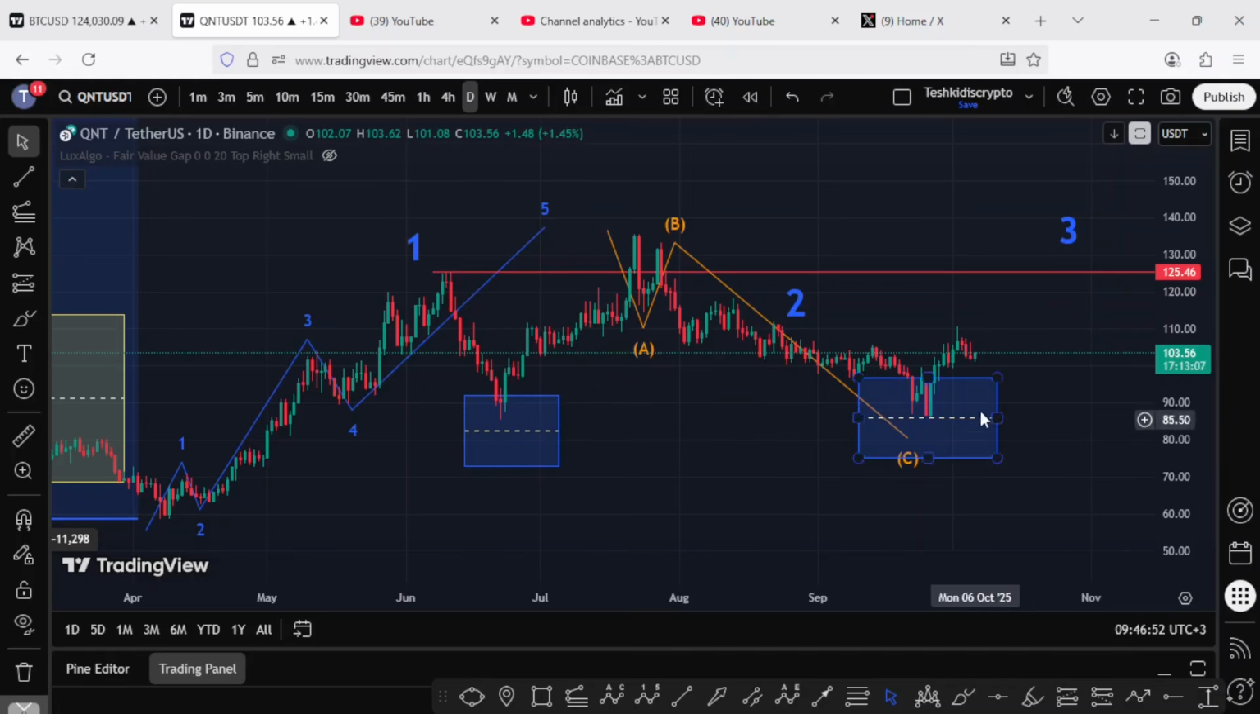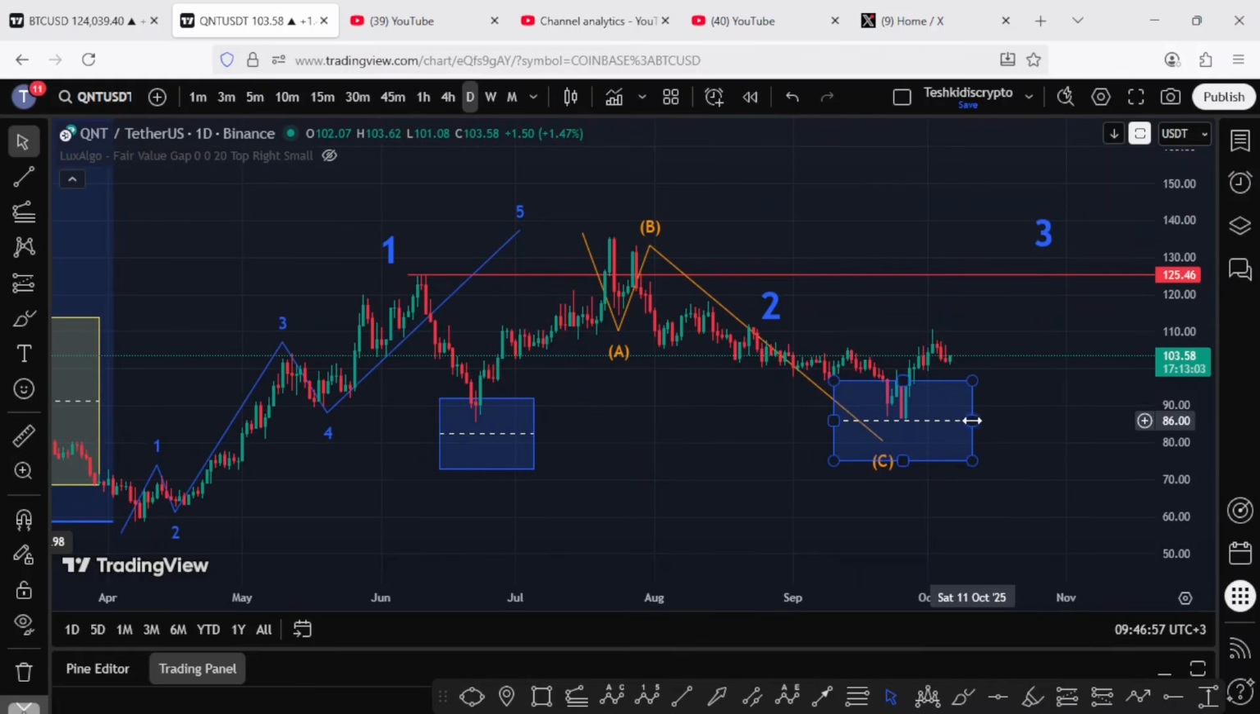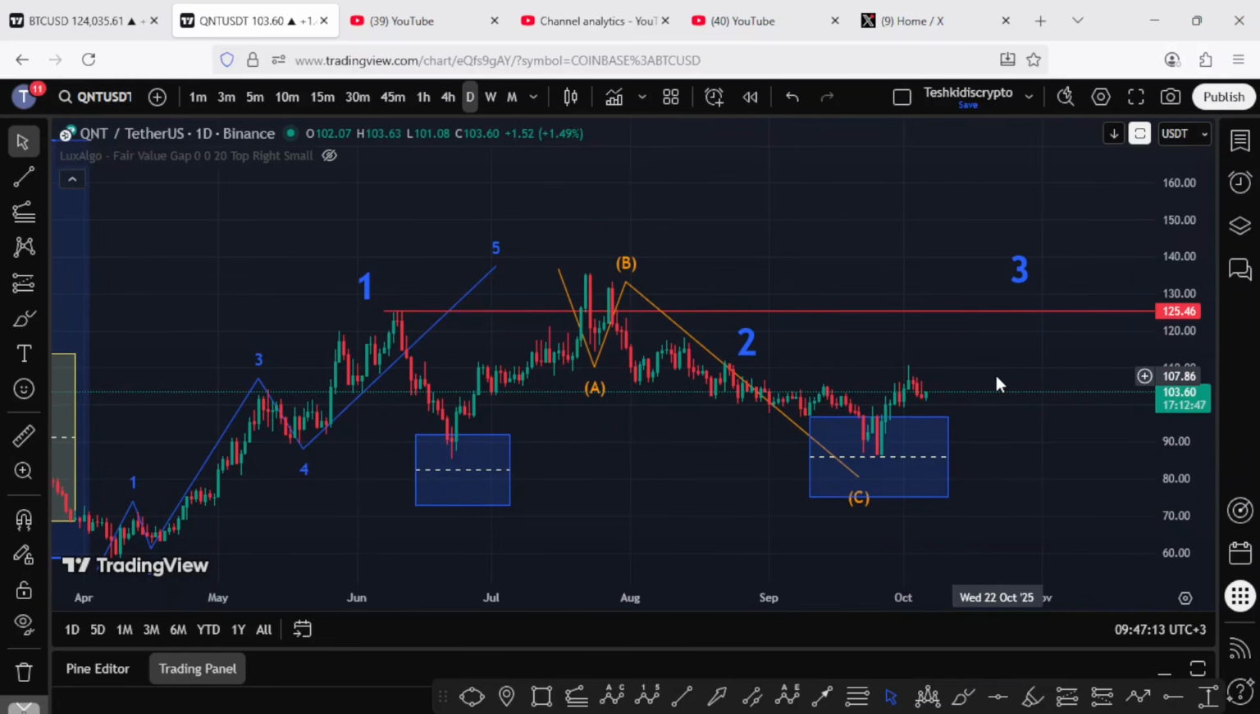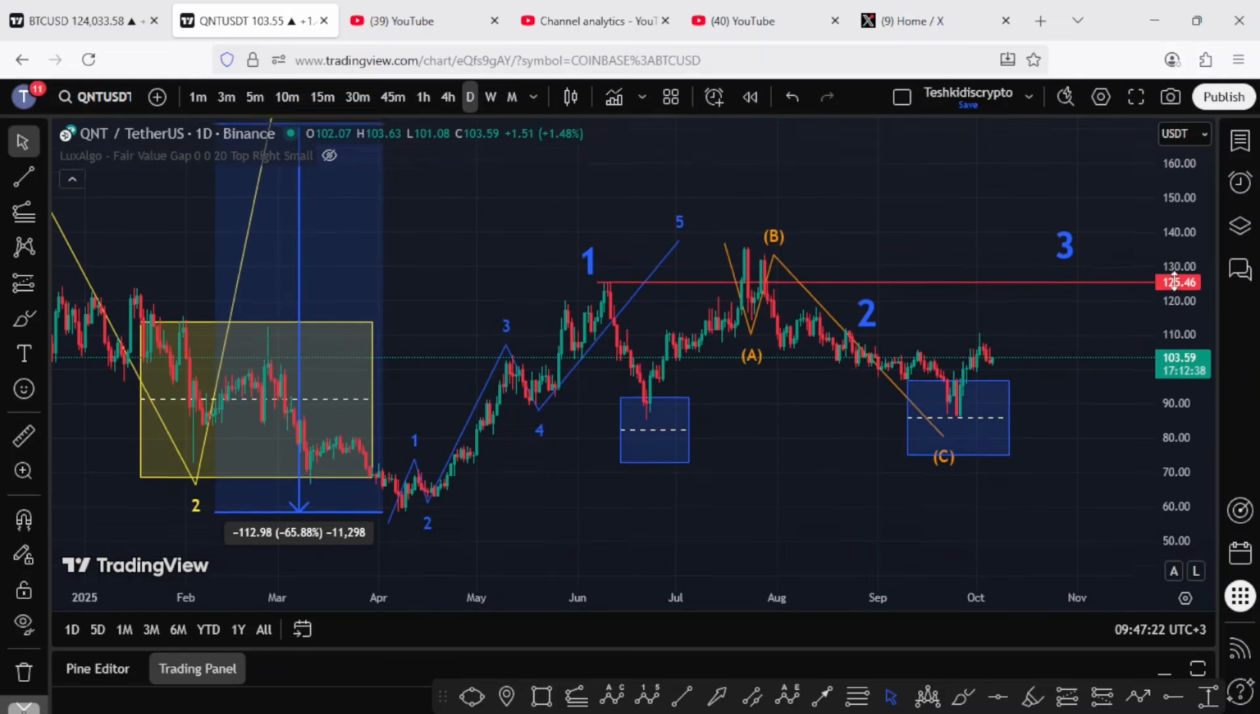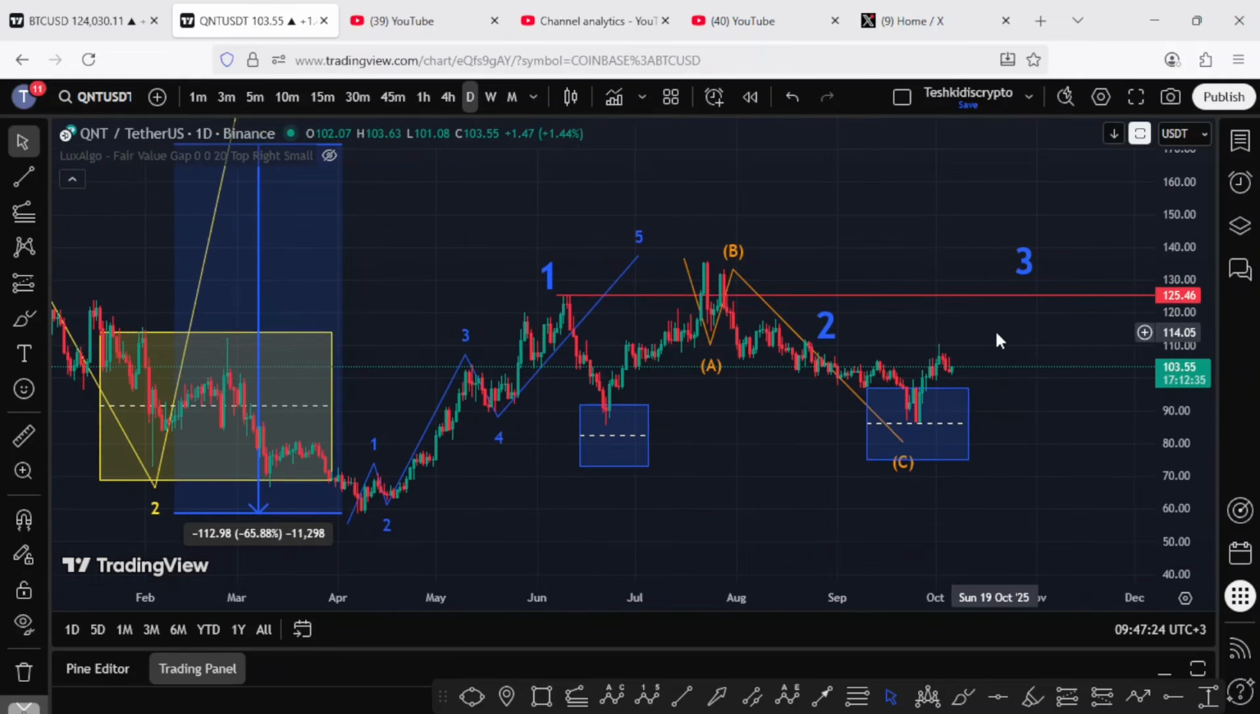QNT at the time of this recording continues to see higher prices after we continued to hold within our Fibonacci key area of support between the 96.88 and the 75.09 USDT mark. And QNT now seems ready to give us a massive break above the 125.46 USDT mark, which is our next key area of resistance.